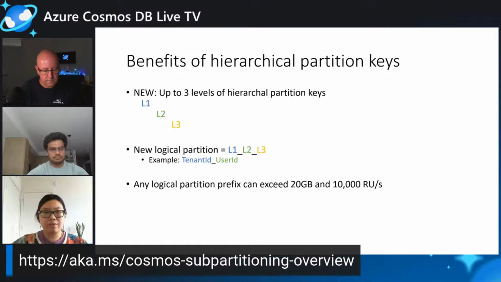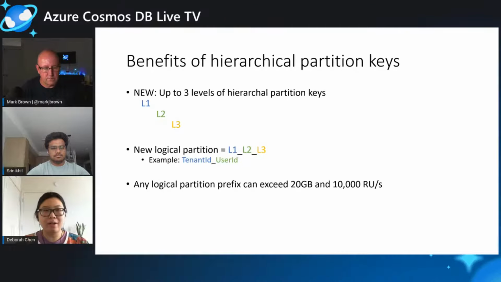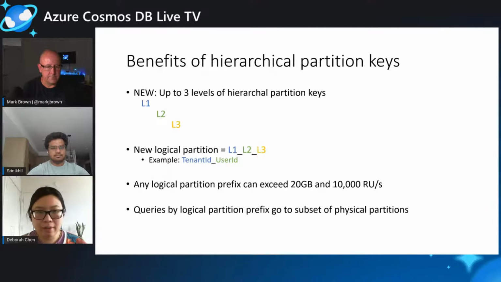If you continue to further raise your throughput, each physical partition today can support 10 KRUs. So if your tenant is spread across 2 physical partitions, and you really raise your throughput, you could actually get an effective 20,000 RUs of throughput for that whole tenant, and so on as your partitions and your data size increase.